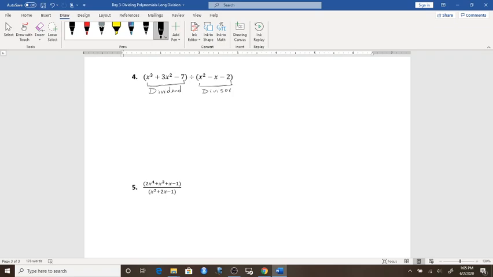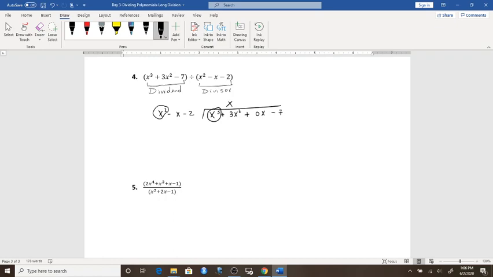So for example, if you look at this dividend, you write x cubed plus 3x squared. Notice that x is missing, so you should write 0x, and then negative 7. So here on the left hand side, nothing is missing, so you just write down x squared minus x minus 2. Then you compare the highest degree term, compare the x cubed with the x squared. What's x cubed divided by x squared? Well, that should be x. You can also ask yourself, x squared times what is going to give you x cubed? This is x.